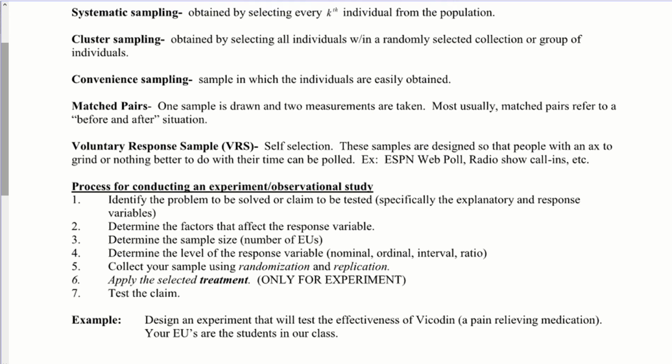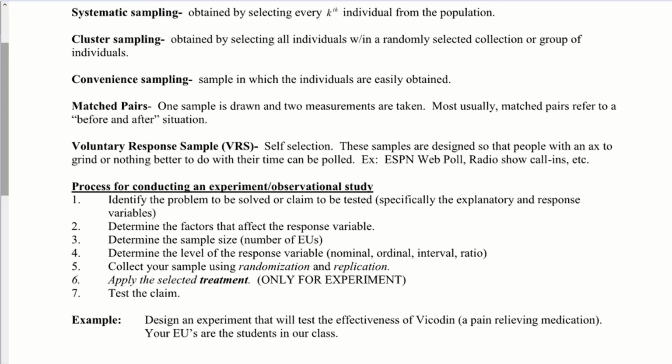Systematic sample. This one's pretty easy to do. Obtained by selecting every kth individual from the population. That kth term sounds weird. Sounds like it's mathy and it would be hard. But replace k with some number. Every 10th individual, every 5th individual, whatever.